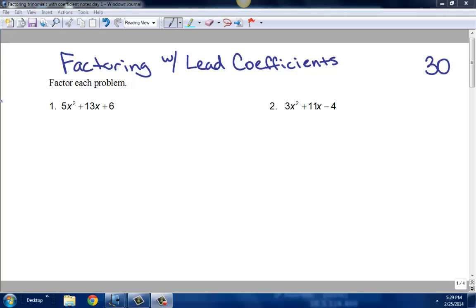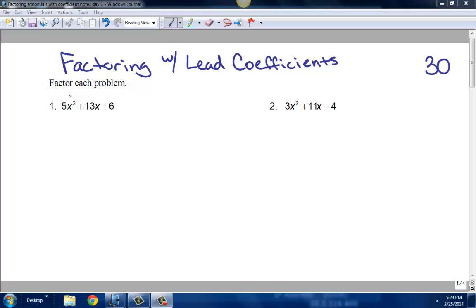Hey everybody, lesson 30, factoring with lead coefficients. This lesson is just an extension of factoring those trinomials that we did the last time we were in class in lesson 29. You'll notice the difference this time is that if you look in front of that x squared term, there's no longer a blank spot or that invisible 1. You now have a lead coefficient, like the 5 or the 3 or whatever. So the factoring process is basically the same. There's just this extra little cheat that we're going to throw in there.